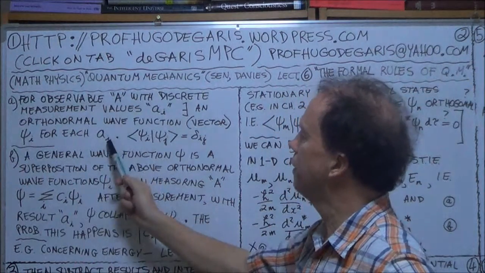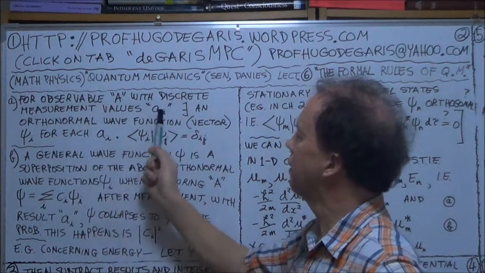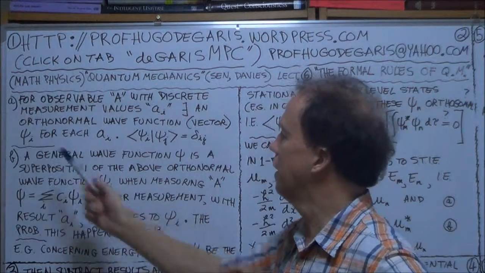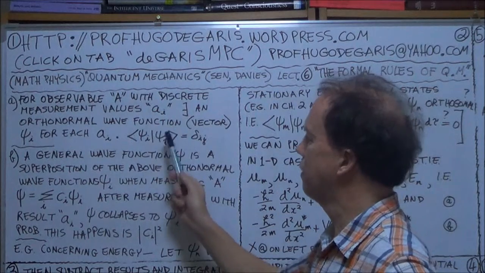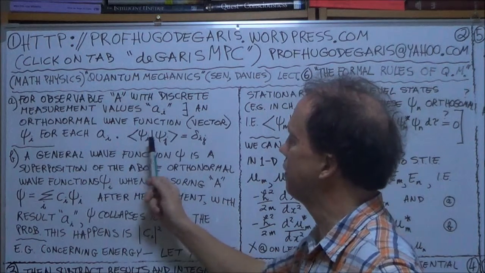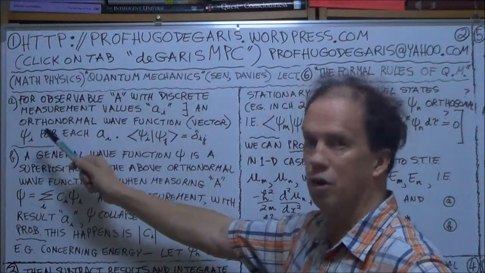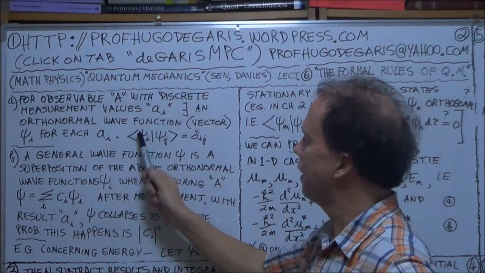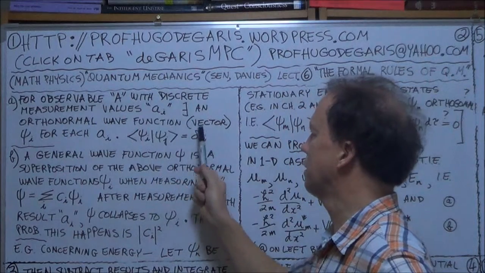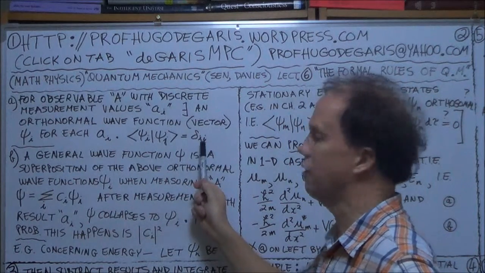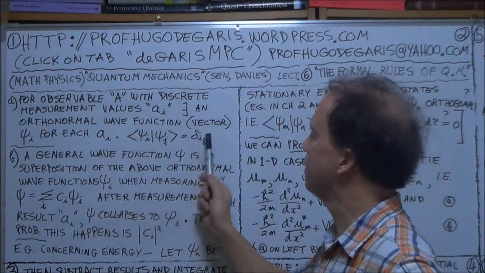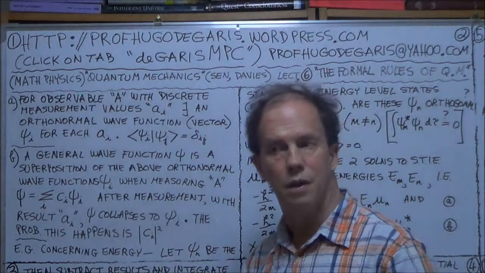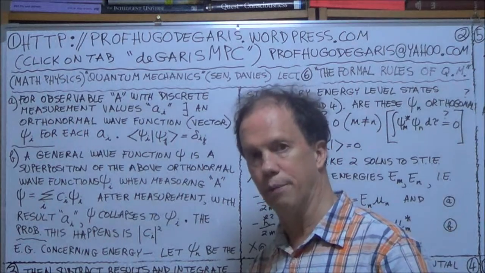So if you get the result a_i, then for any other possible result, say a_j, you'd have a corresponding function psi_j. So if you take the bracket, the overlap integral of your psi_i, the one for which you got a measurement result a_i, with any of the others, psi_j, you'll get delta_ij. If i and j are different, this will be 0. And if they're the same, this will be 1. So this is the Kronecker delta, right? And this is your bracket, or expressed otherwise, the overlap integral, right?